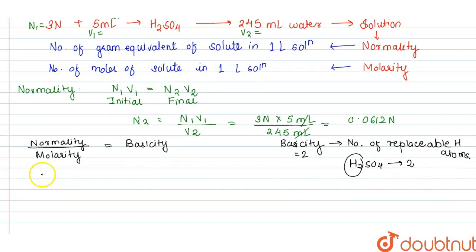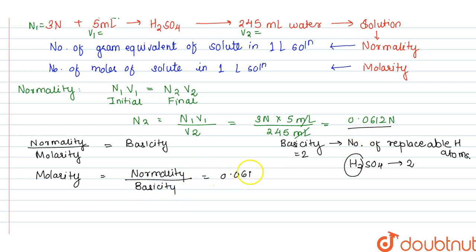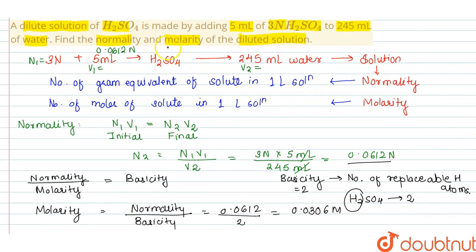Now we have to calculate molarity. So molarity is equal to normality upon basicity. Normality we have calculated, which is 0.0612, and basicity is 2, which gives the molarity as 0.0306 molar. So the molarity is 0.0306 molar.